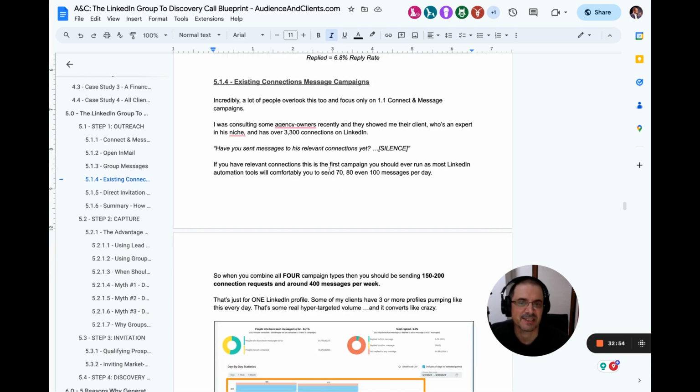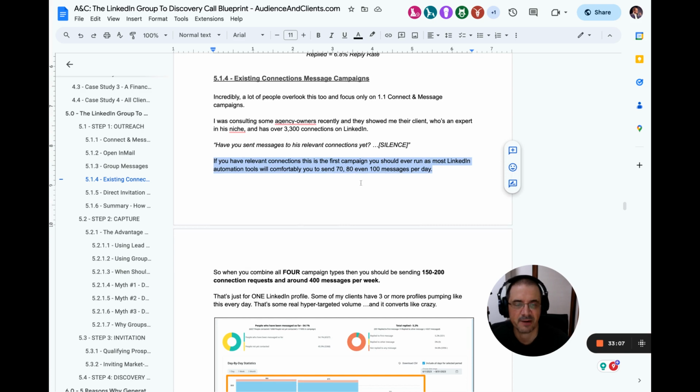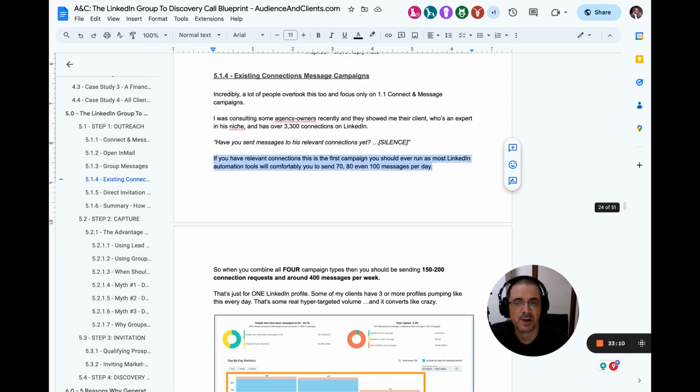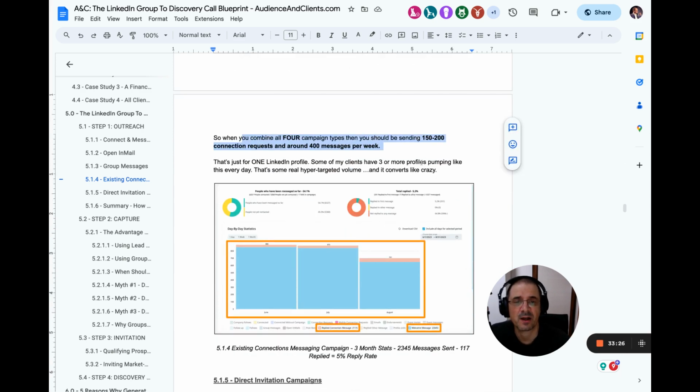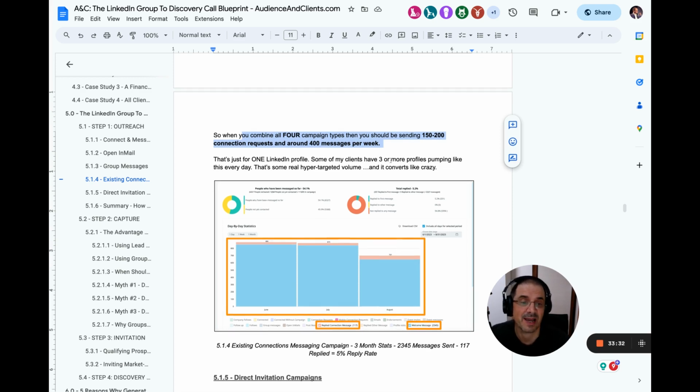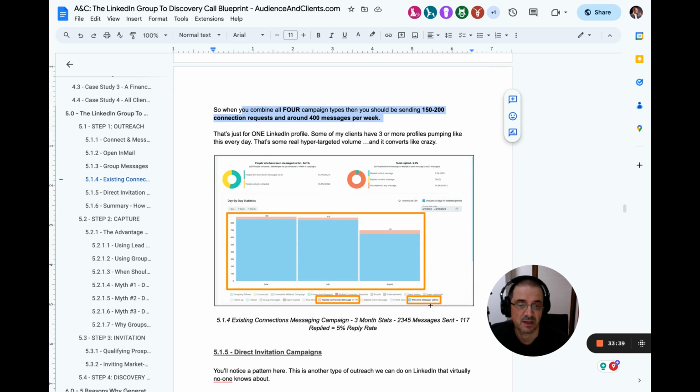Now, if you have relevant connections, this is the first campaign you should ever run, as most LinkedIn automation tools will comfortably allow you to send 70, 80, even as many as 100 messages a day. I typically like to stay around 70 or 80. I don't like to be greedy. But when you combine all four campaign types, you should easily be sending 150 to 200 connection requests and potentially 400 messages plus per week. And that's just for one LinkedIn profile. Some of my clients have three or more profiles. In fact, I have a client now with five profiles that I am managing to pump like crazy every single day. That's some real hyper-targeted volume, and it converts like crazy.